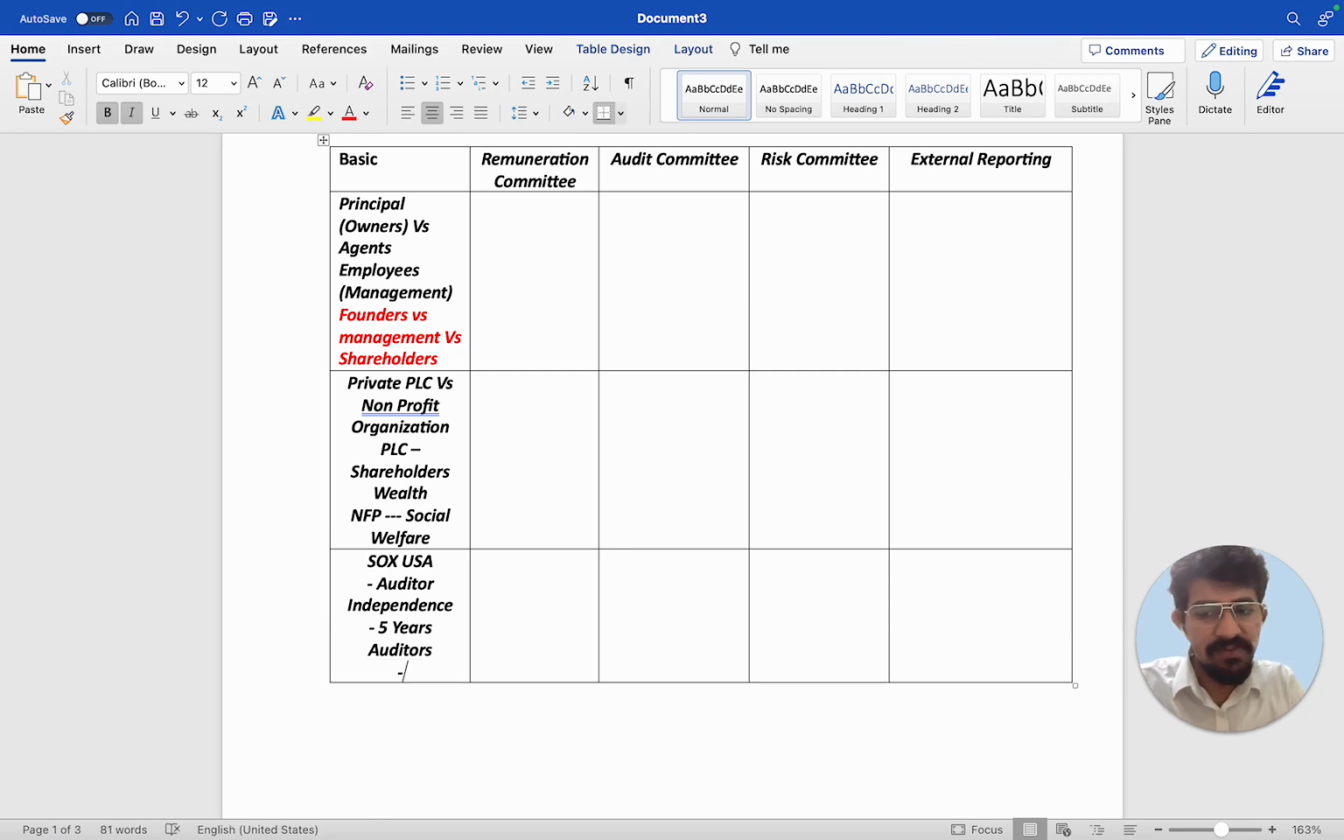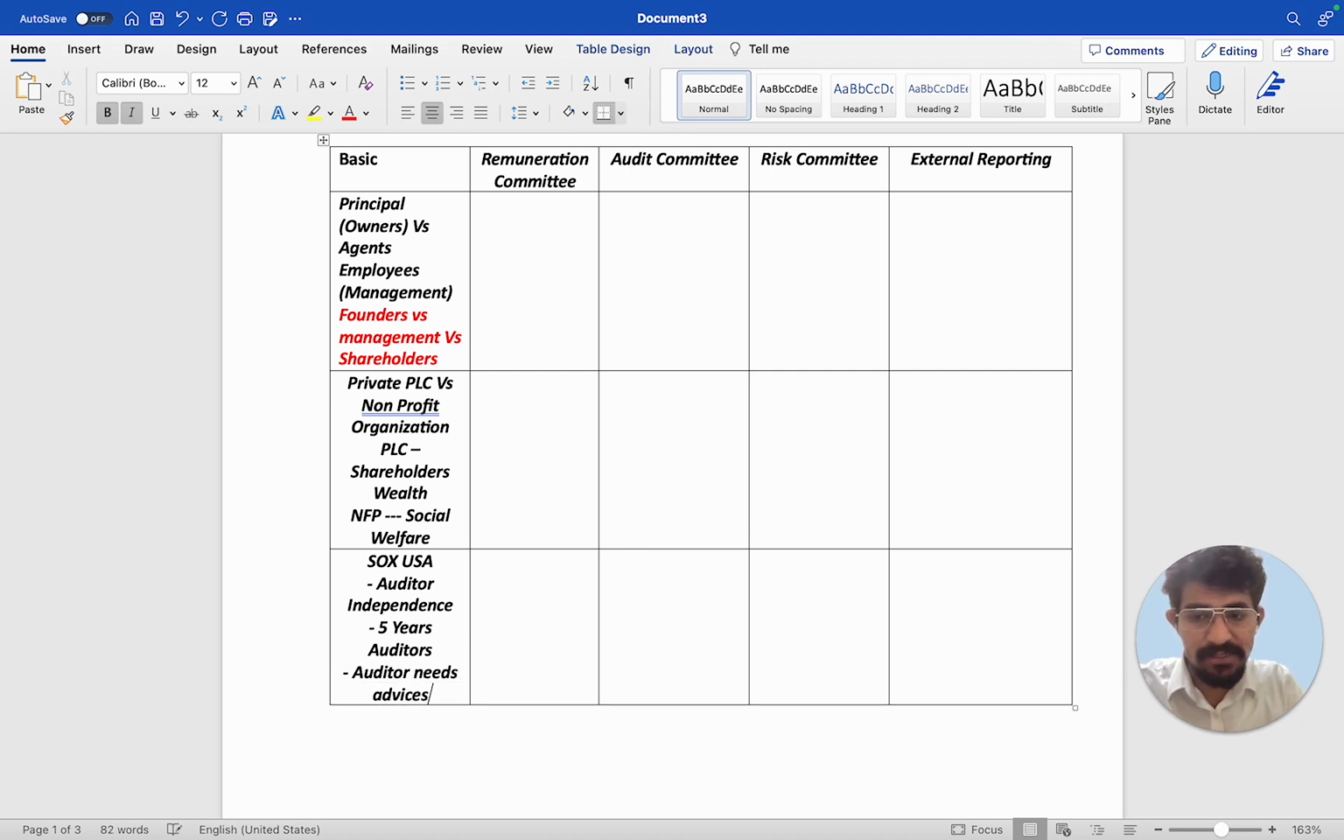And also students, if I'm not mistaken, another thing students, auditors need to give advices, and their advices need to be taken into consideration, because that is very, very important. Auditors independence. So just remember that SOX is effectively focusing on auditors independence. That's more than enough for the exam point of view.